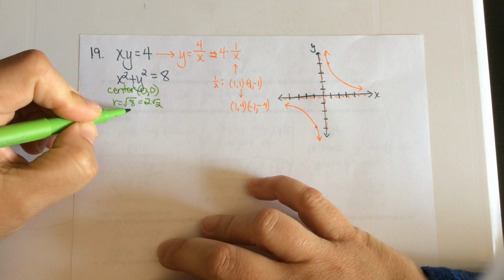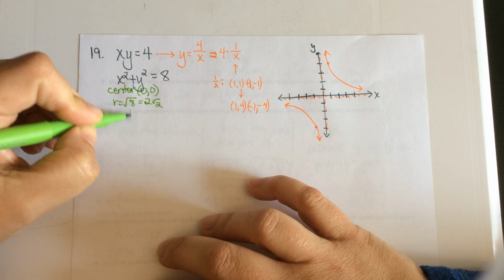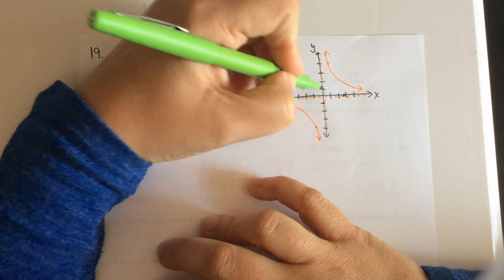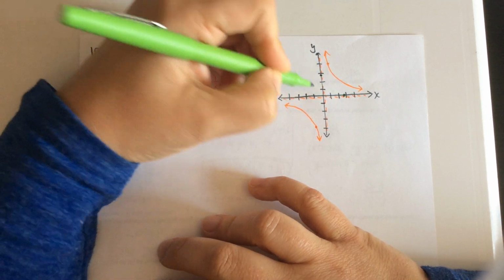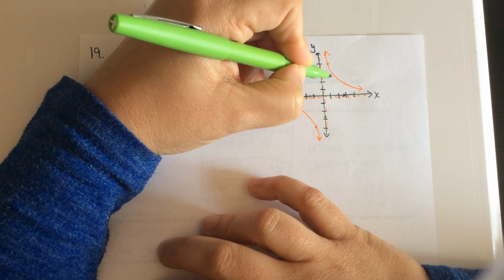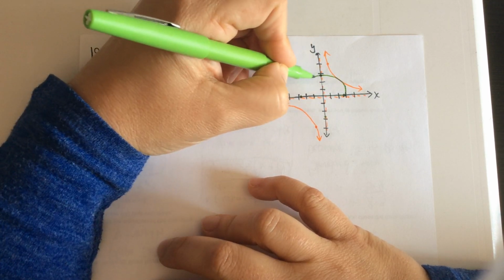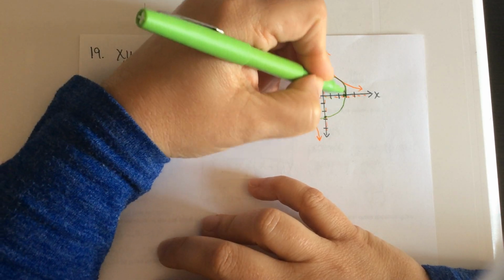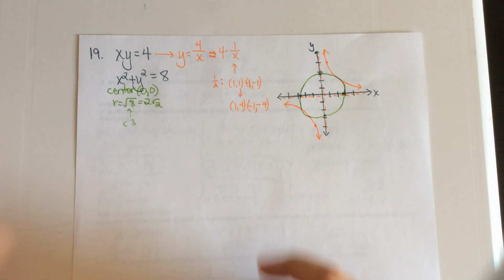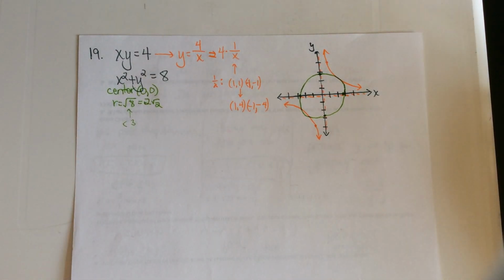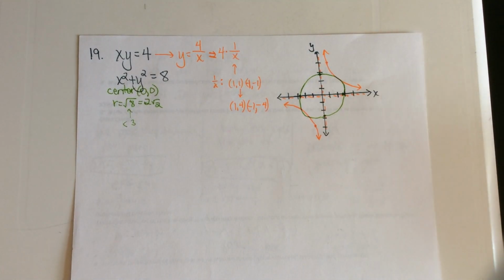Rad 8 is just under 3, right? Slightly less than 3. So my center, my circle, and now this is not the best graph, but go ahead and make fun of me. I'm not going to hear you. It's something like that, okay? That was fun. All right, so then let's start solving it algebraically.